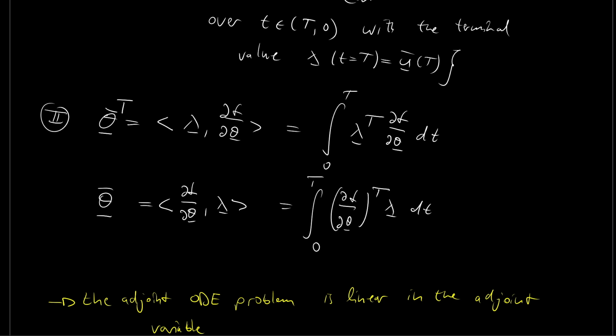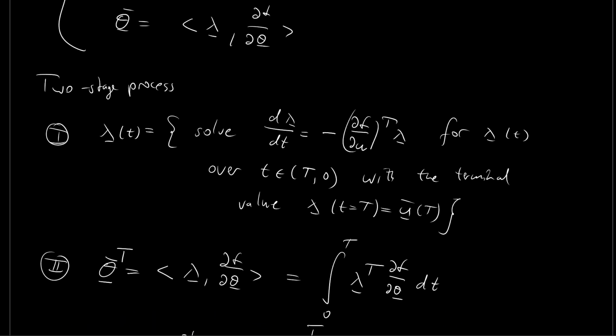Next observation is that in our problems, we will see vector-Jacobian products or Jacobian transpose vector products.